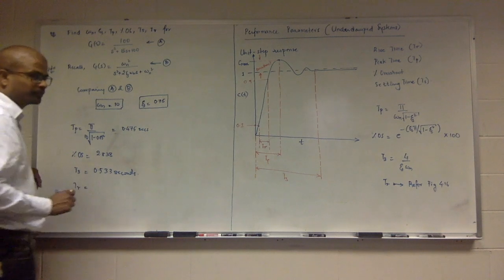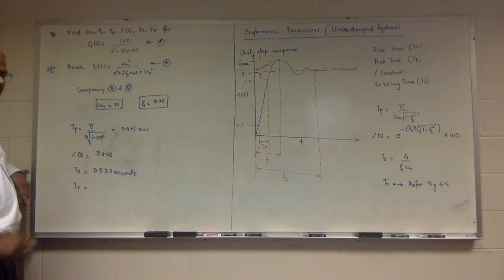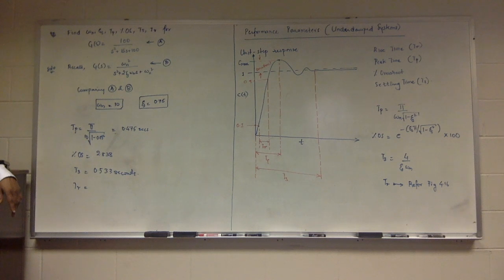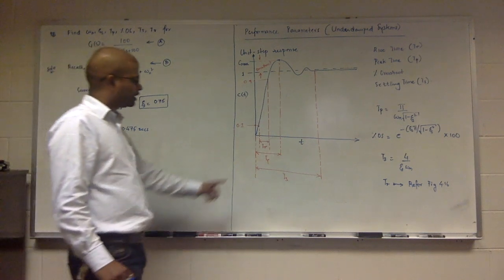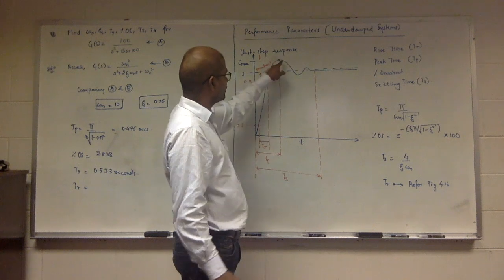Could you not do TS over TP and find a ratio to find your TR, or do you have to use that formula? No, it's not the ratio though. TP is the time taken from 0 to reach that peak, okay?